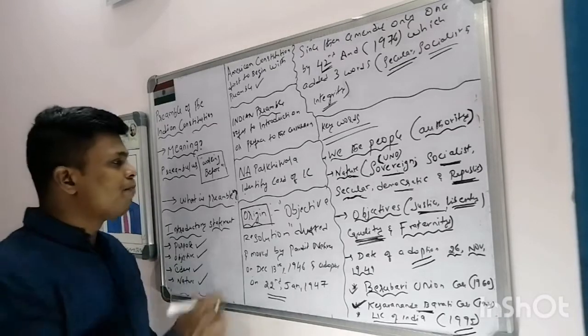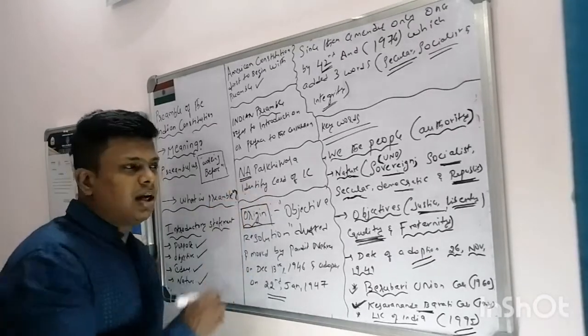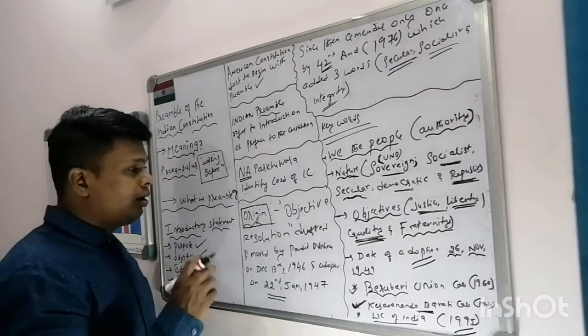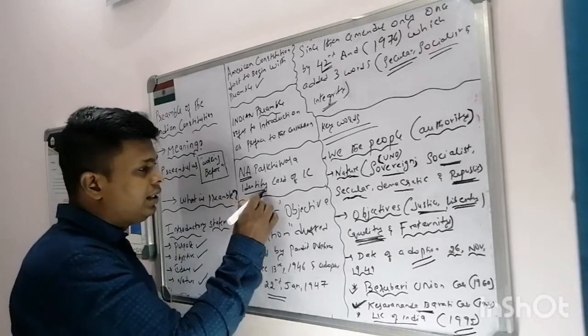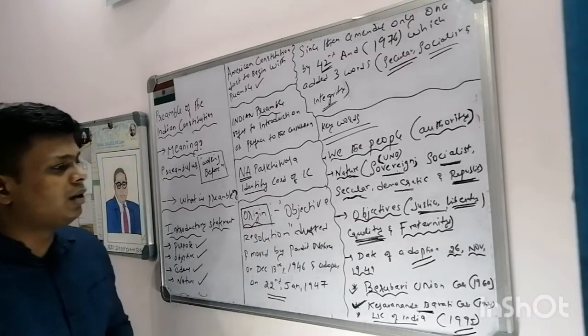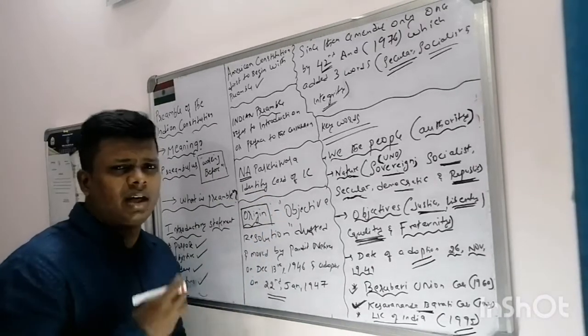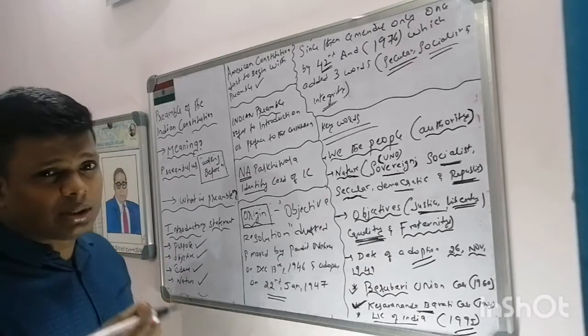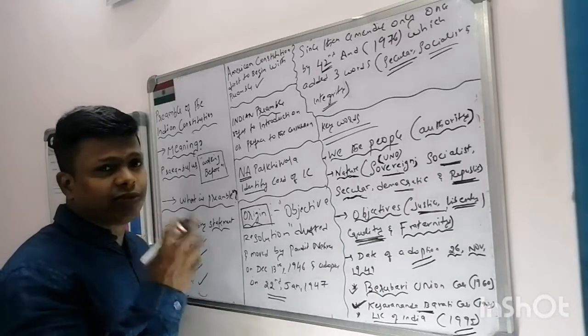That's the reason why the greatest jurist of India, N.A. Palkiwala, referred to preamble as the identity card of the Indian Constitution because it gives a brief idea of our constitution and what our constitution stands for.